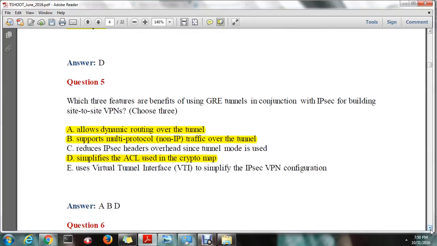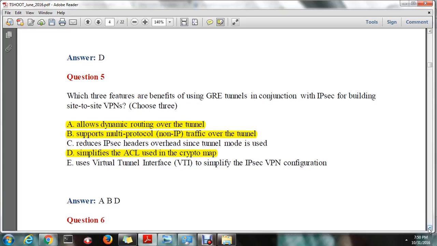Which three features are benefits of using GRE tunnels in conjunction with IPsec for building a site-to-site VPN? See, it allows a dynamic protocol. Yeah, right. With IPsec we can use a dynamic routing protocol over the tunnel. Yeah, right. It will support multi-protocol. Yes, right. Then it simplifies the access list in the crypto map. Right. See, C and D. C will come for the transport mode, and E will come for the virtual tunnel interface. That is layer 3 switches.